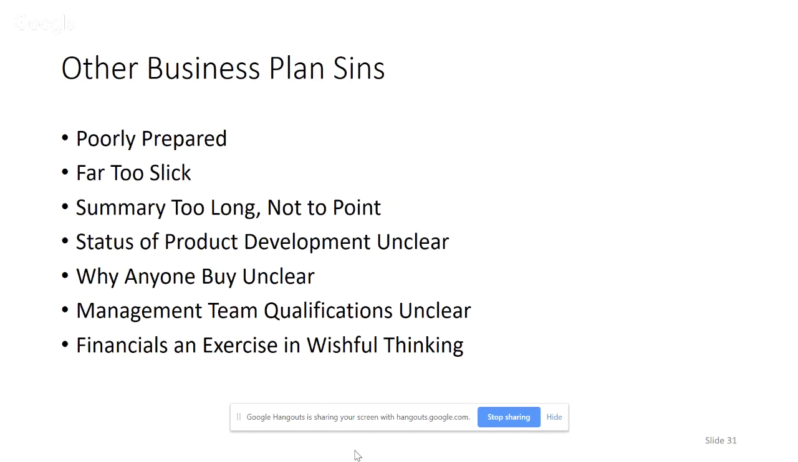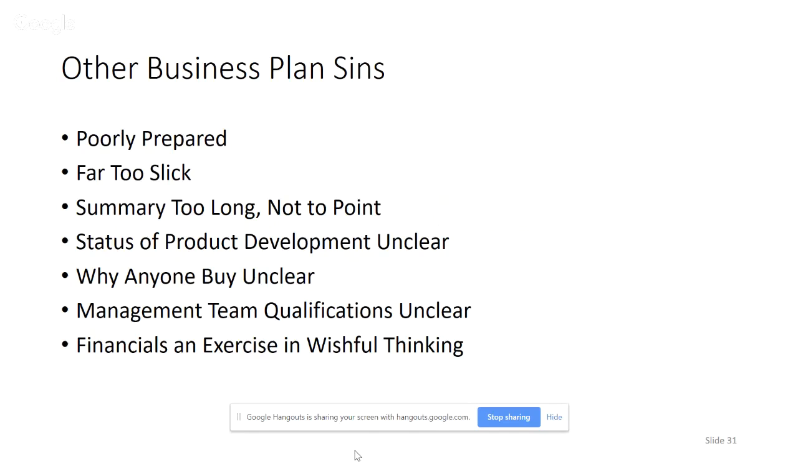Some other business plan sins: if it's poorly prepared, or it's far too slick. If it's poorly prepared, investors are going to think it's amateur, right? And then if it's too slick, investors wonder what is being hidden by the flash. And if the summary is too long, not to the point, if it can be described succinctly, it may be a waste of time and money.